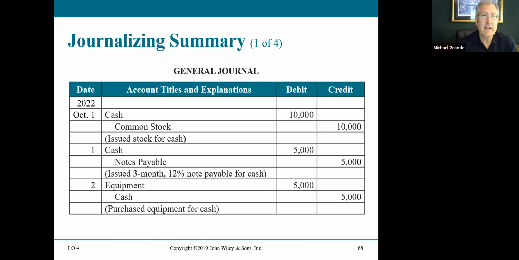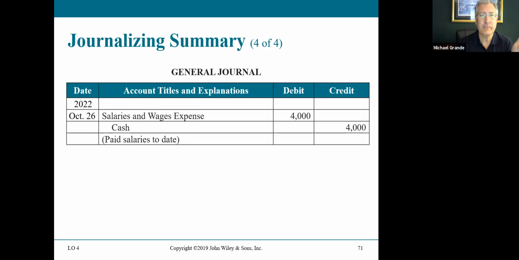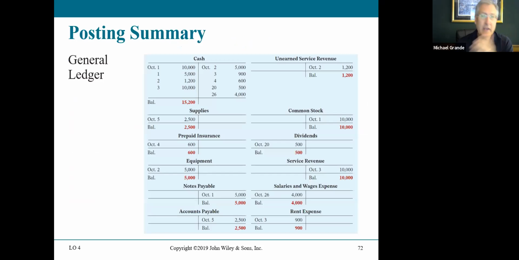So here is my general journal. A general journal is a listing of all my journal entries, all the ones we just did. Here are all the T accounts that we used. Cash has got the big one for both transactions. So we posted all of those journal entries to these T accounts.